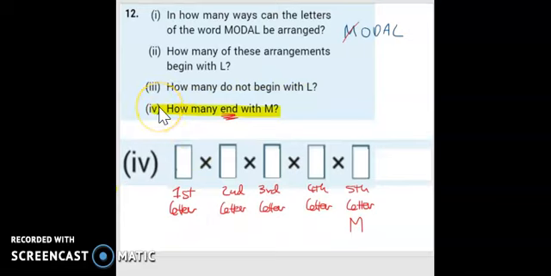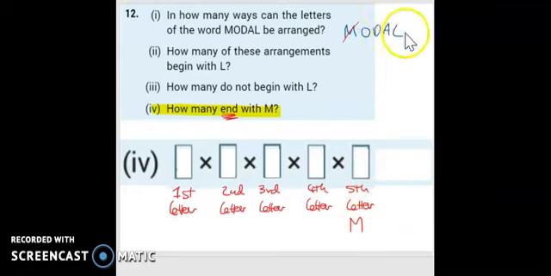Question 4. How many end with M? So remember, the word modal has 5 letters, M-O-D-A-L. So we've got 5 boxes and we've got multiplication symbols in between each. And we want to know how many arrangements end with M. So the 5th letter is the last letter. So we want that to be M. We want the arrangements to end with M.